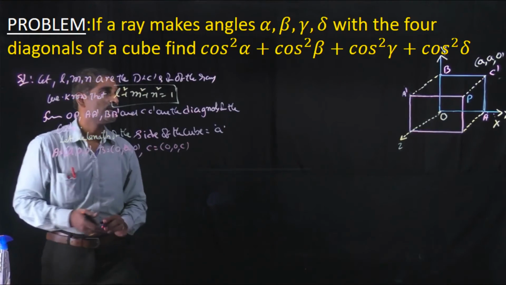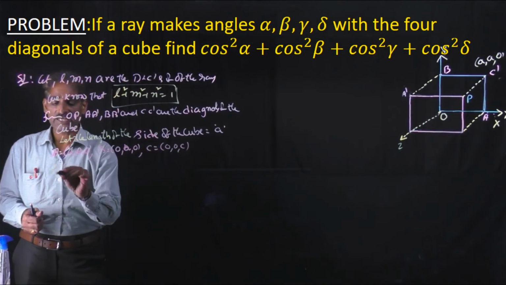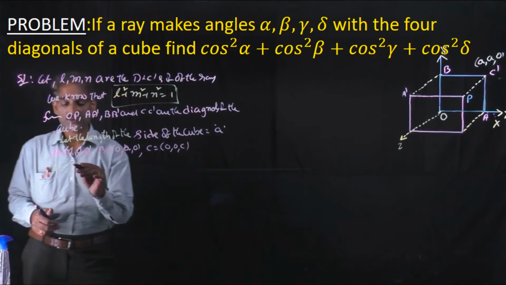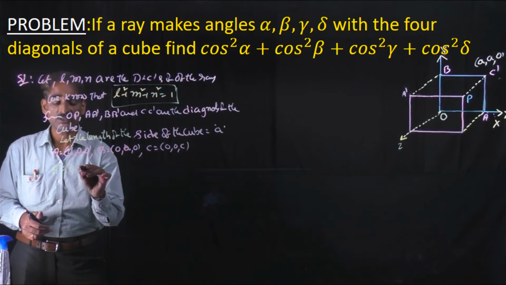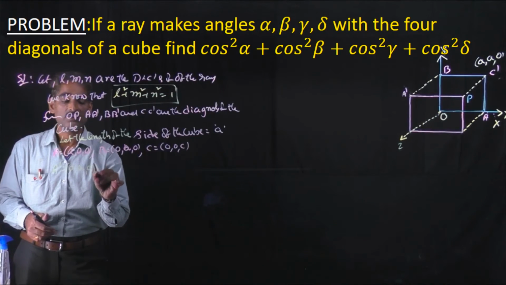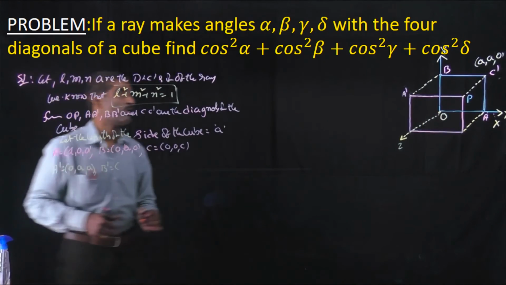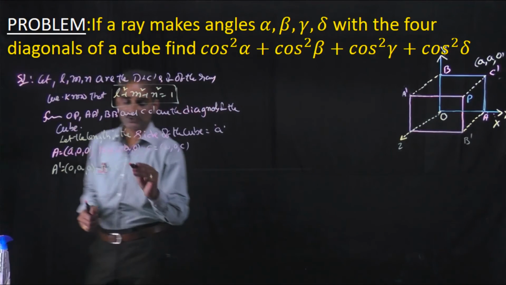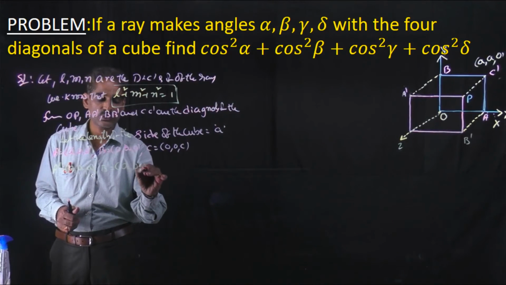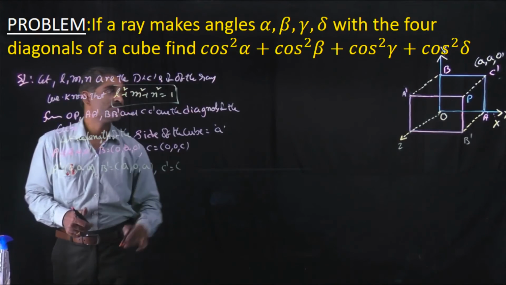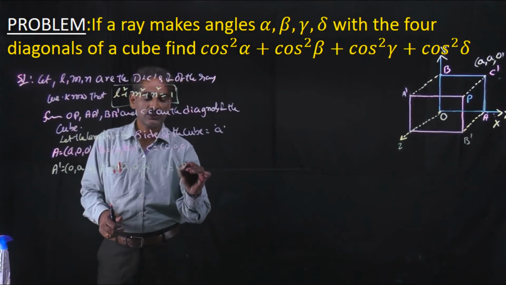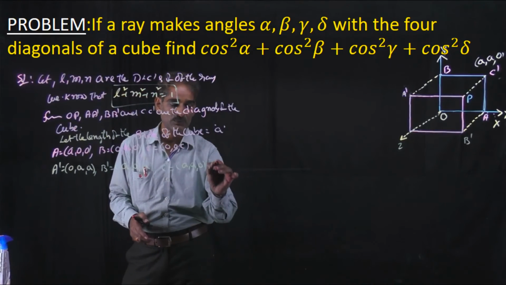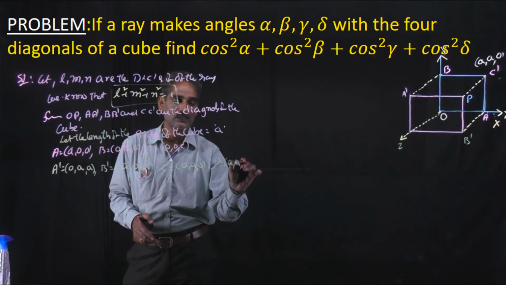And C equal to (0, 0, A). Next A dash. What about the coordinates of A dash? It is a point in the YZ plane. The X coordinate is 0. The remaining are 0, A, A. Next B dash. B dash is a point in the XZ plane. The Y coordinate is 0, the remaining are A, 0, A. Next C dash is a point in the XY plane, so A, A and 0. Now the coordinates of P we already discussed in the previous problem. P is equal to (A, A, A).